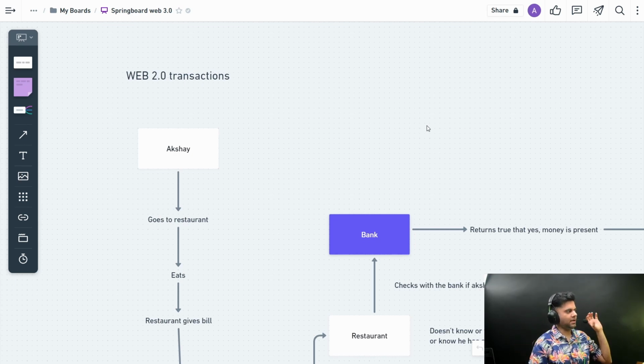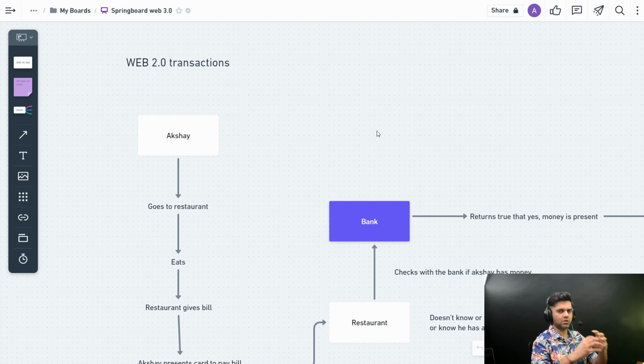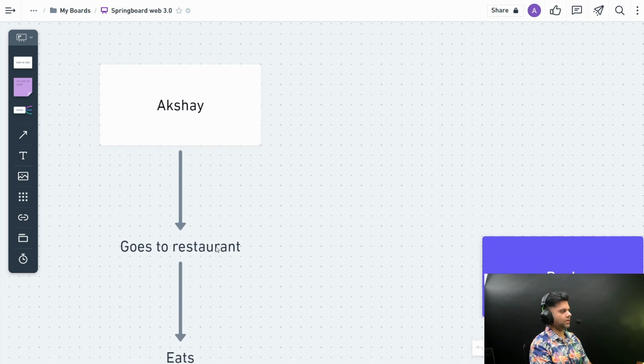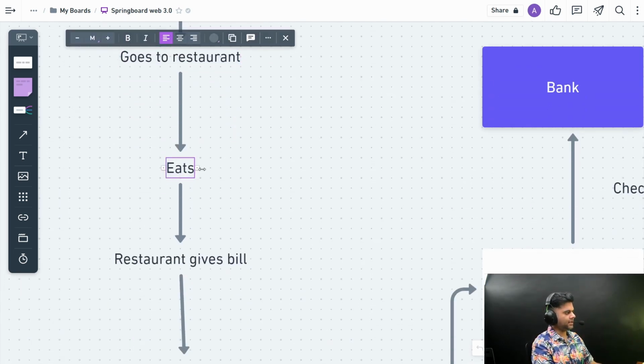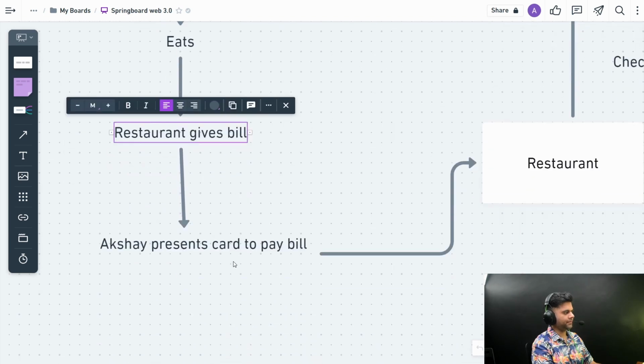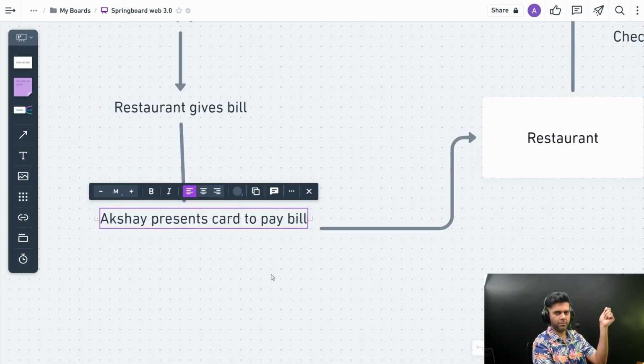Now, to understand Web 3.0 transactions in better detail, let's first look at how Web 2.0 transactions take place. In Web 2.0, there's always a centralized authority that's giving the legitimacy to a transaction. Let's take the example of a person called Akshay. In the Web 2.0 world, he goes to a restaurant, he eats there, the restaurant gives him a bill, and Akshay presents his card to pay the bill.